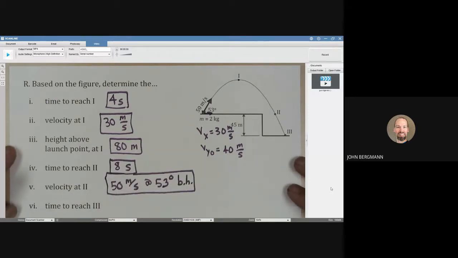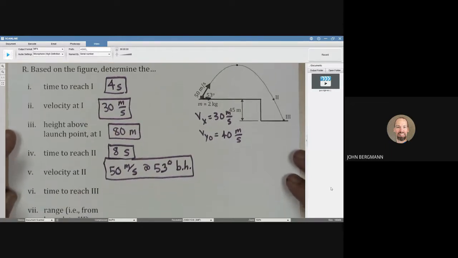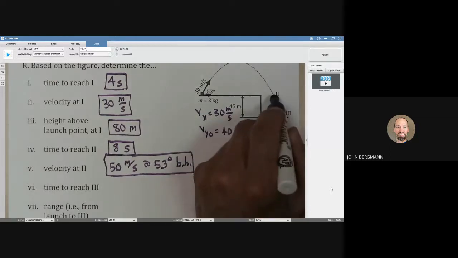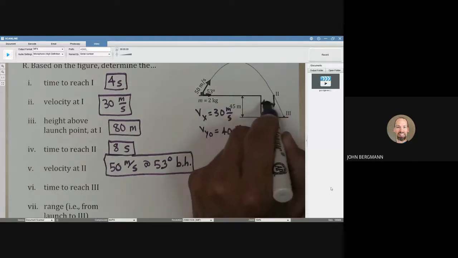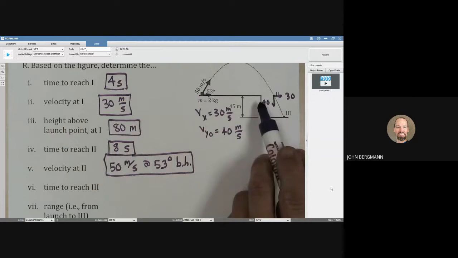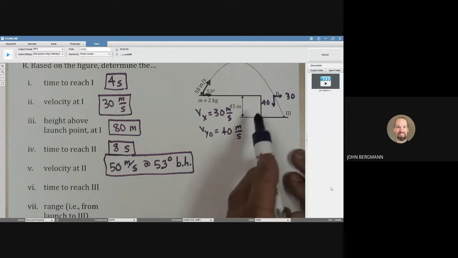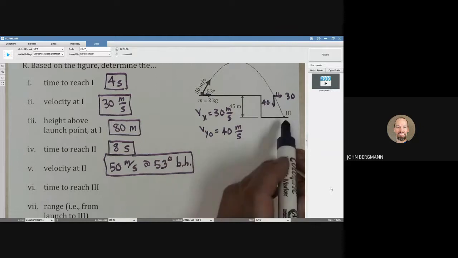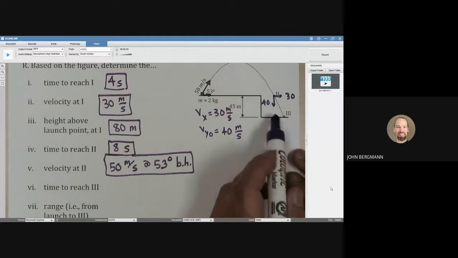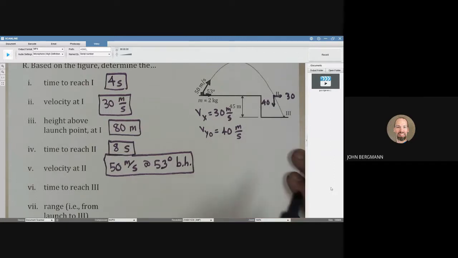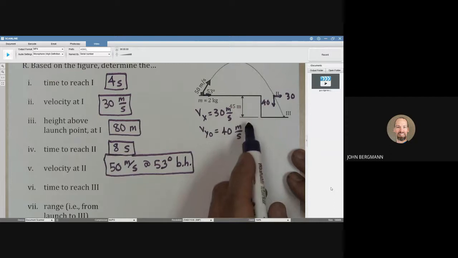Time to reach point 3. All right, so how are we going to figure that out? At point 2, we know that it's moving downward at 40 meters per second, and it's moving over at 30 meters per second. And we're told that it falls 45 meters from here to here. So 1 second after this, it's going to be going 50 meters per second downward. And if we kind of guess and check here, the average between 40 and 50 is 45 for 1 second, and that would be our 45 meters downward.